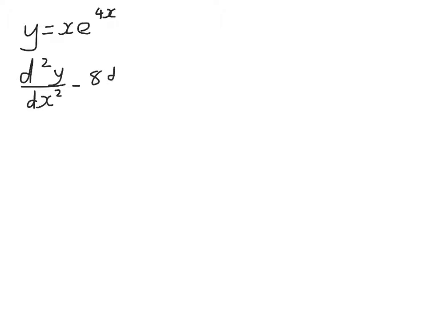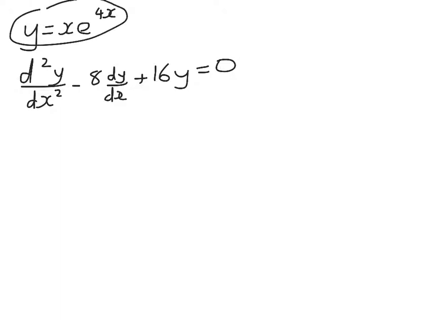Okay, this next example is practice with the product rule. So we want to show that y equals x times e to the 4x is a solution of this. So the steps are the same. First we differentiate the proposed solution. Then we do it again and we substitute it all in. So let's have a look.